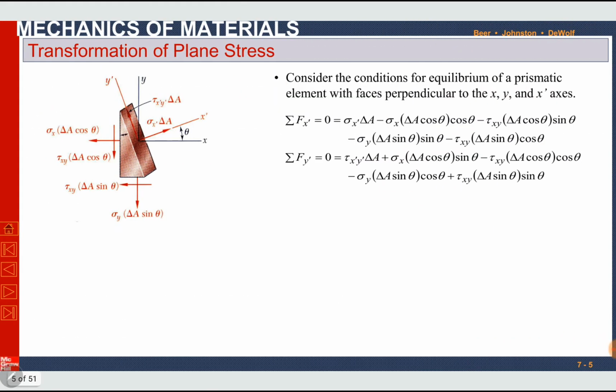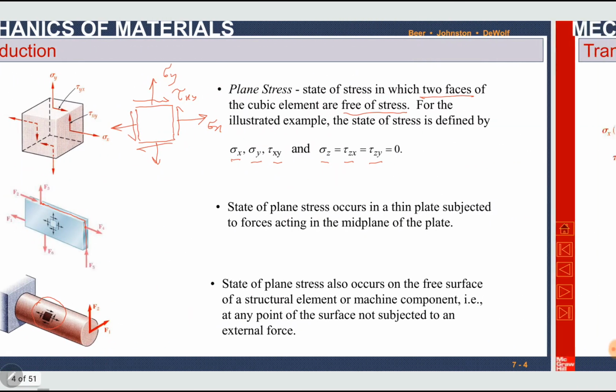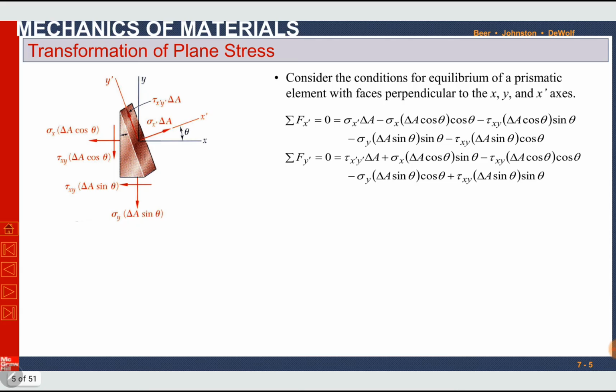Transformation of plane stress. So now we are going to find the stress components in the transformed coordinate system. If we have a three-dimensional cube, for example this one, and we cut it into a wedge element like this, there are x and y directions. Initially we are just finding transformation in two dimensions. In two dimensions we have x and y. X is horizontal and y is vertical.